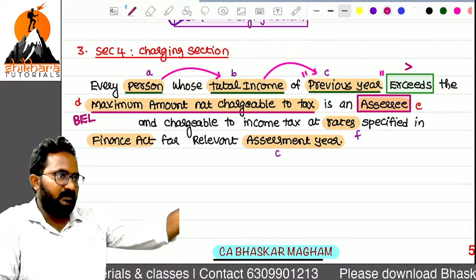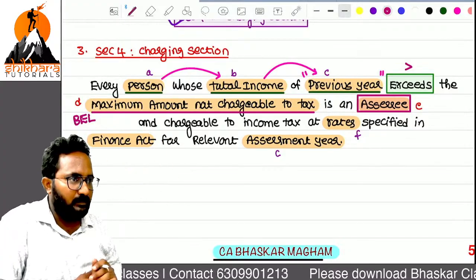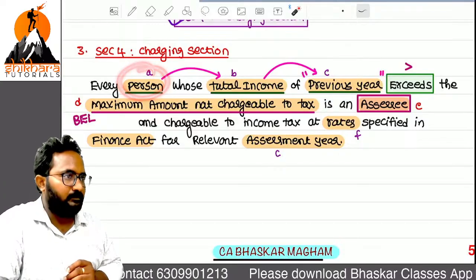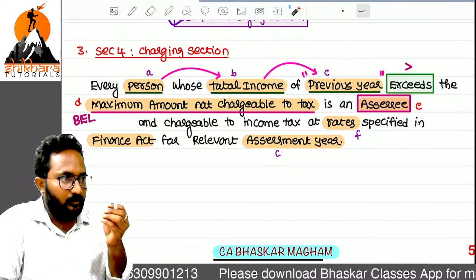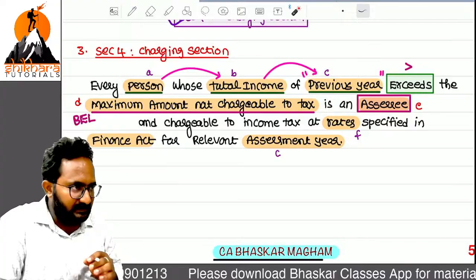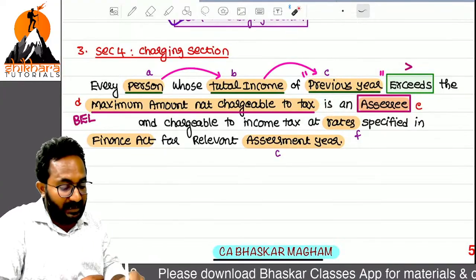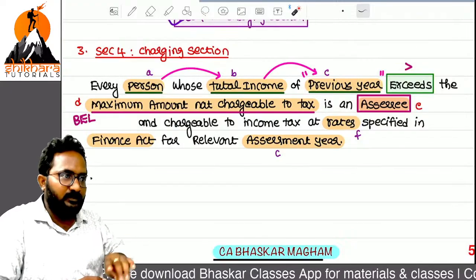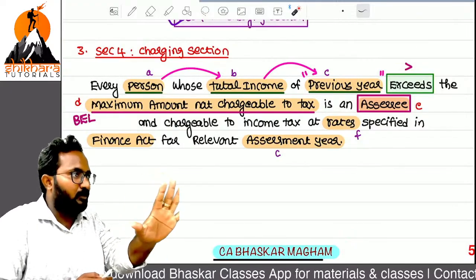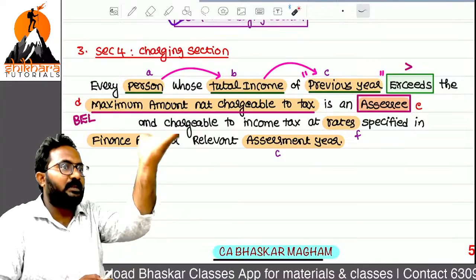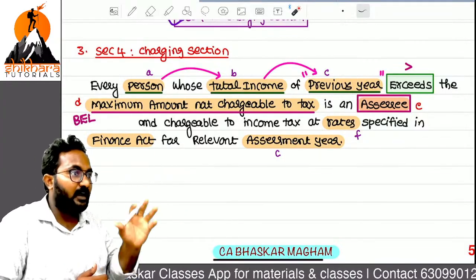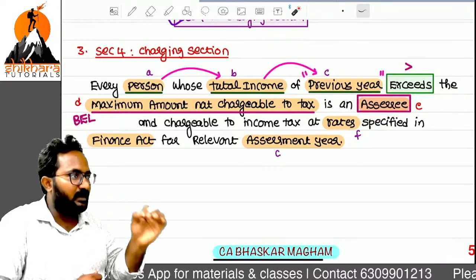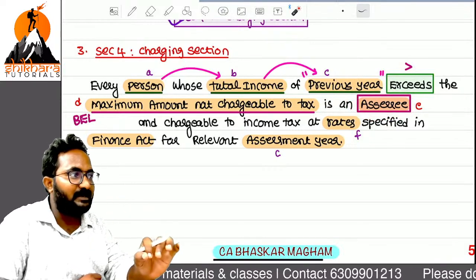In this classroom, we all are individuals. Always we all are classified as a person. From 20 members, few persons only can be called as what? Assessee. For example, out of these 20 members, 5 members only have a total income more than what amount? Basic exemption limit. Those 5 persons now can be called as assessee. If you are an assessee, mandatorily you are required to pay the tax.